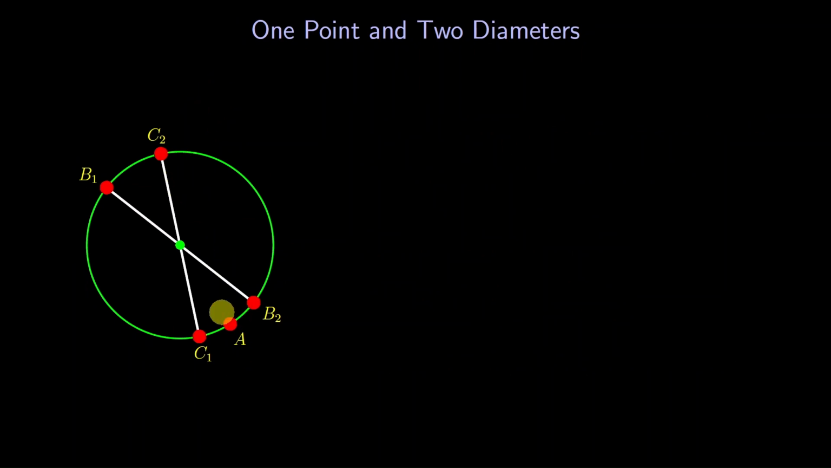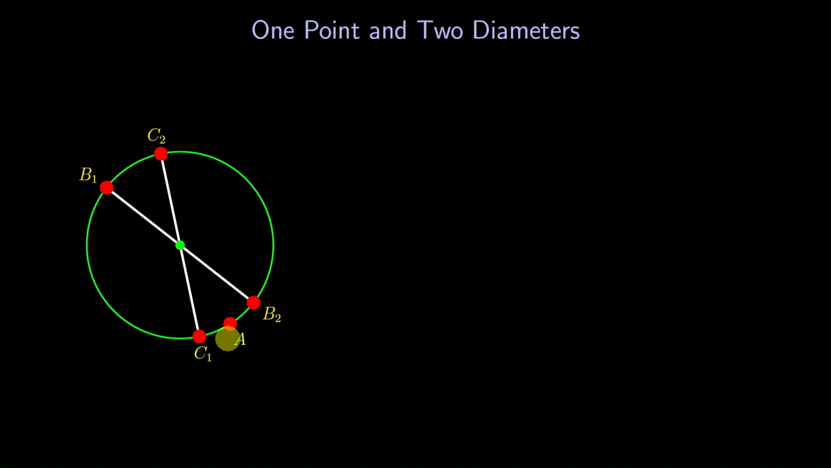We have a point A on a circle. We have 2 diameters of the circle. One diameter has endpoints B1 and B2. The other diameter has endpoints C1 and C2. The only assumption we'll make is that the 5 points are different.